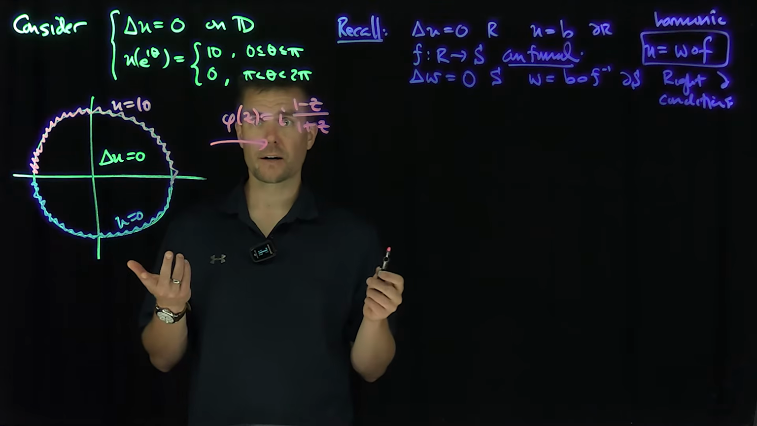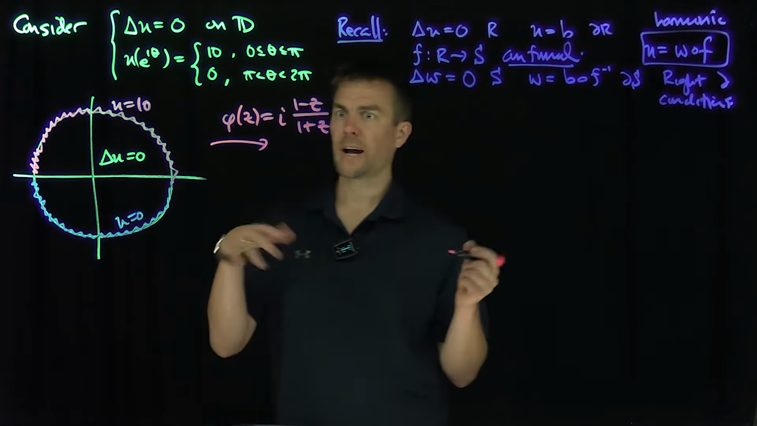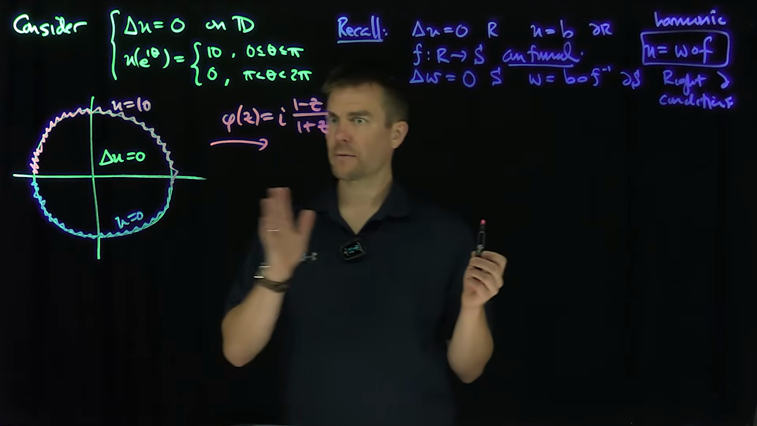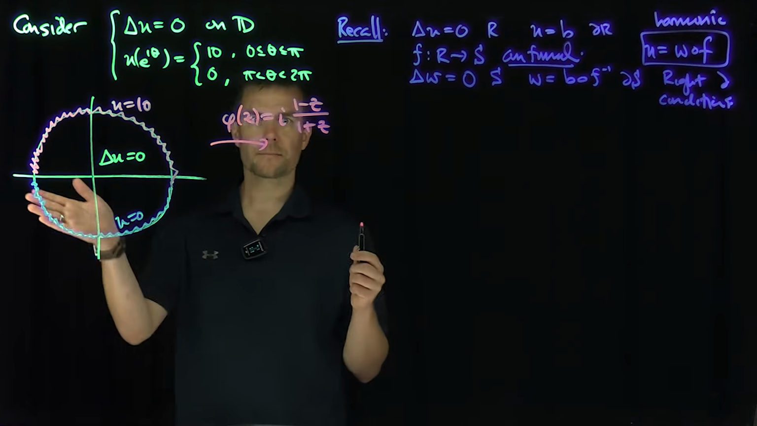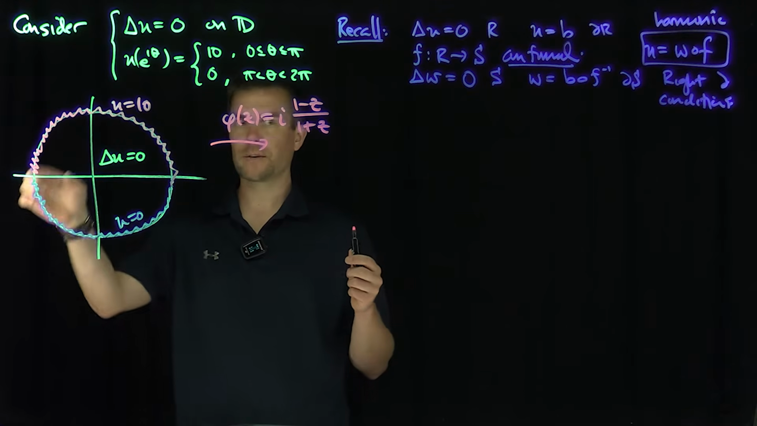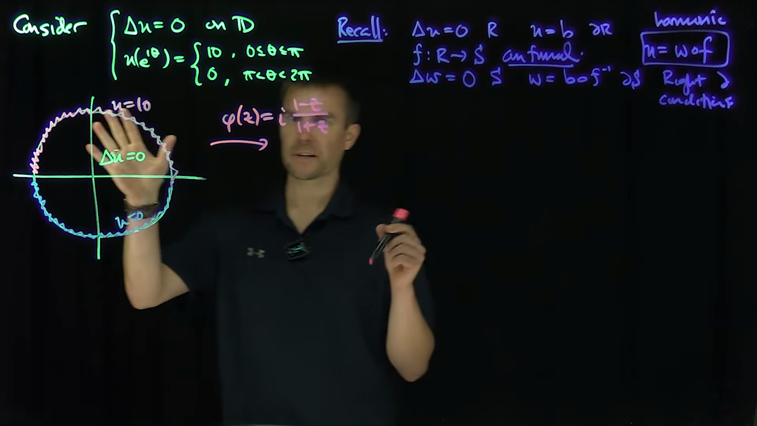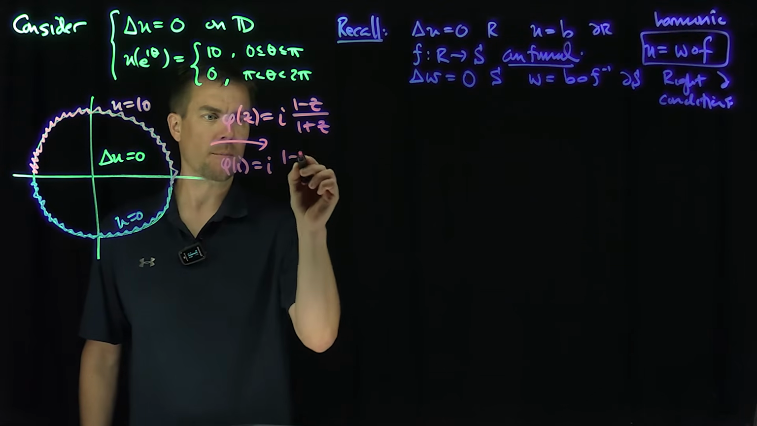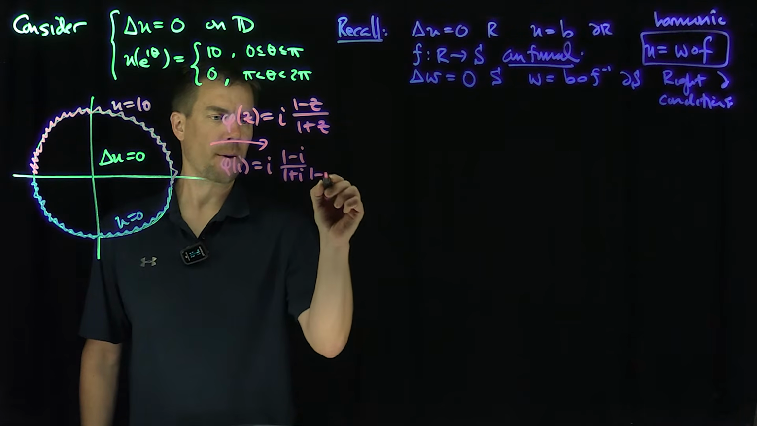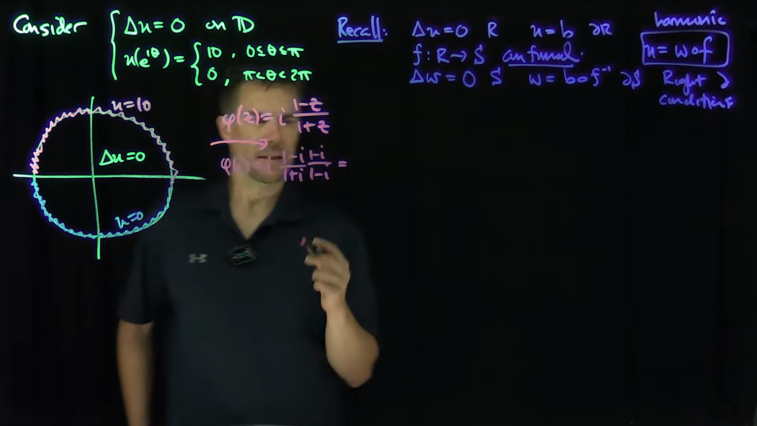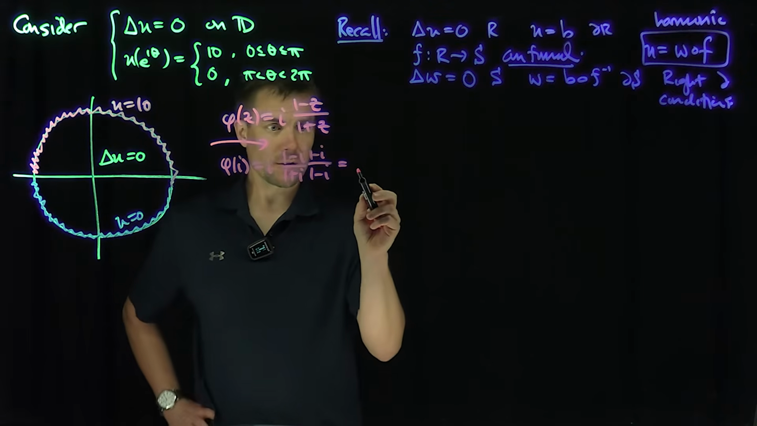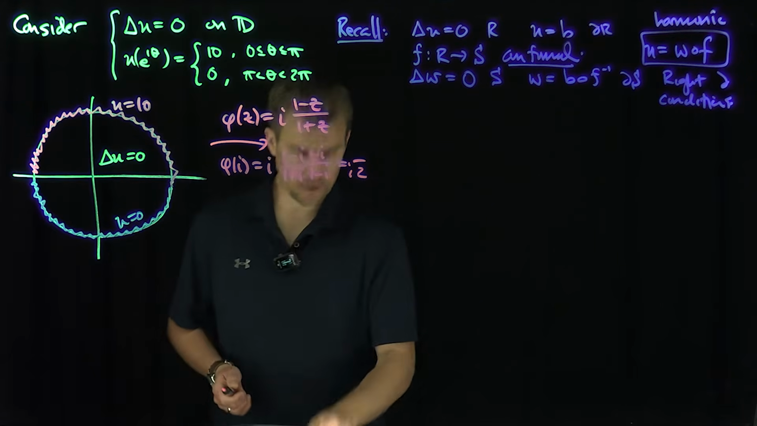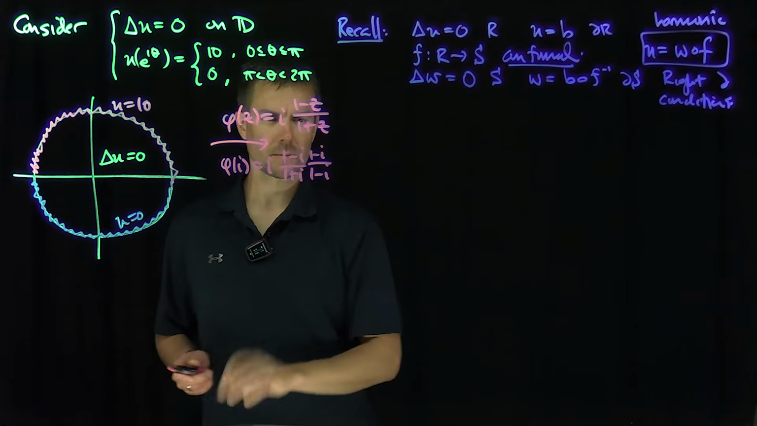And if I plug in i over here, where am I going to go? Let's plug in i and see what happens. What would phi of i be? Phi of i would be i times (1 minus i) over (1 plus i), multiplied by (1 minus i) over (1 minus i). That's going to give me what? The bottom is going to give me a 2. We have 2i in front.